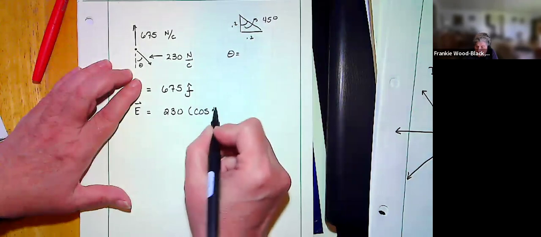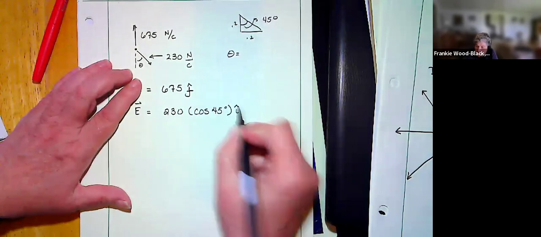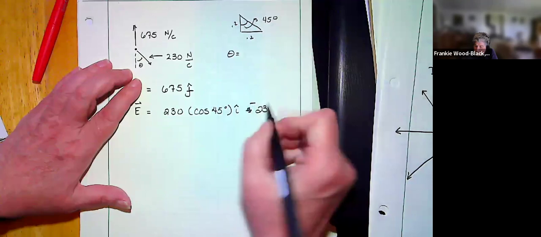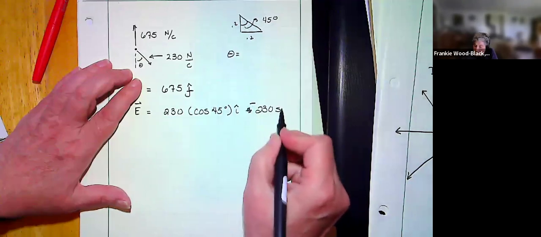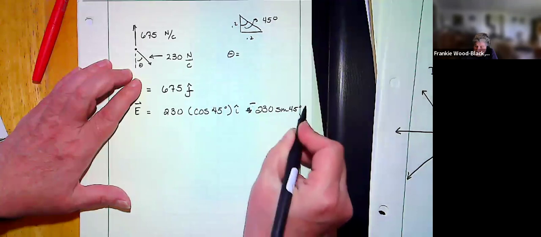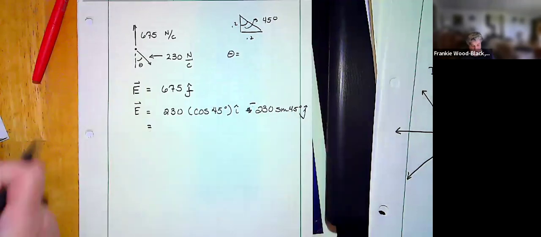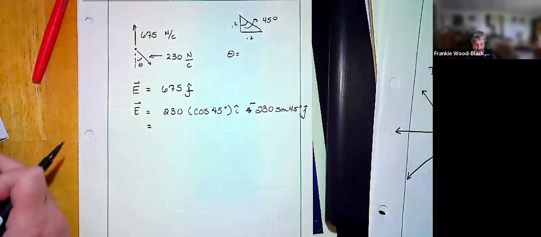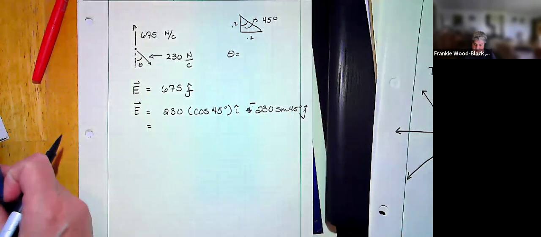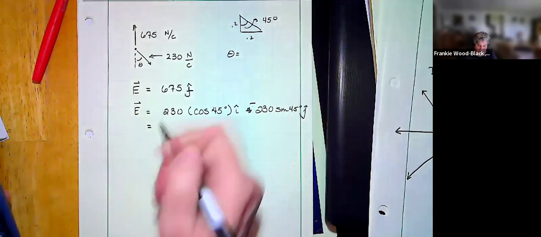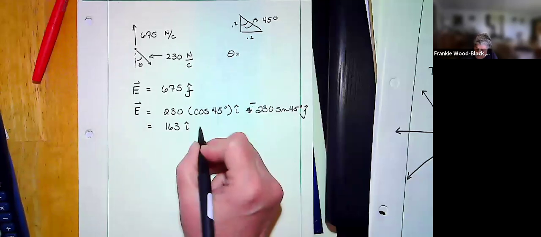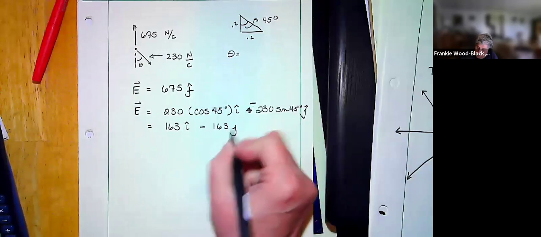cosine of 45 degrees in the I direction, plus 200, and this is going to be a negative because it's going in the downward direction, sine of 45 degrees in the J direction. And if we plug that in, this is going to end up being 163 in the I direction minus 163 in the J direction.